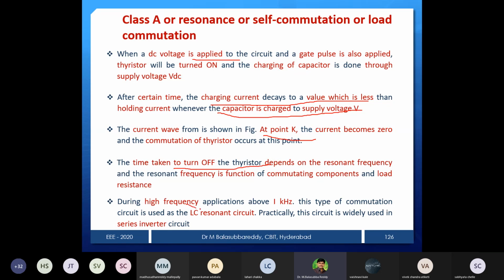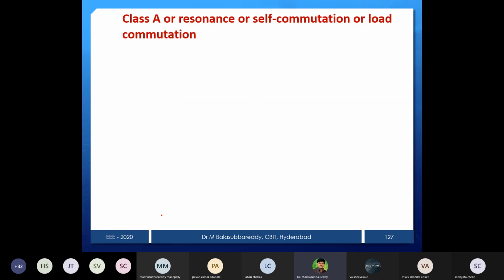So preferably we use this for higher frequencies, up to 1 kilohertz of operation. You can make use of this commutation. In general, in all series inverters we can use this type of commutation. So what is a series inverter? I mentioned in the previous introduction the inverter types: there is the bridge inverter, series inverter, and parallel inverter. In that nature, when the commutating elements are connected in series with the device, we call it a series inverter.